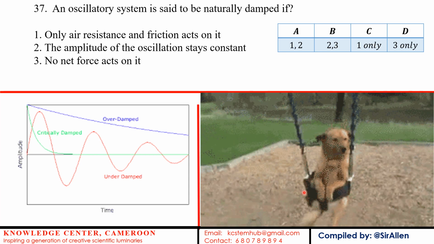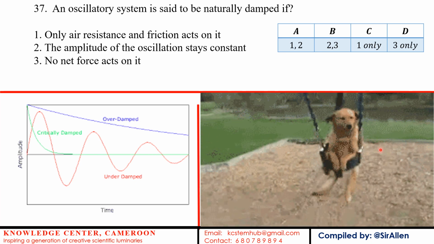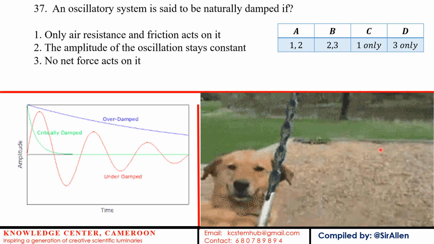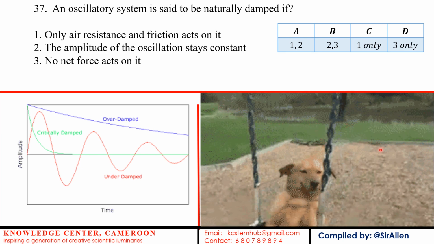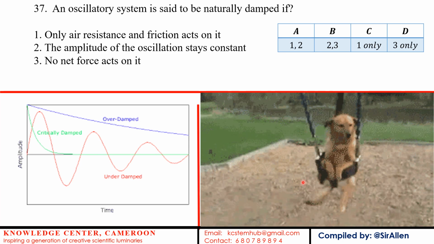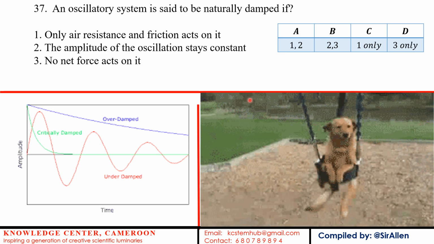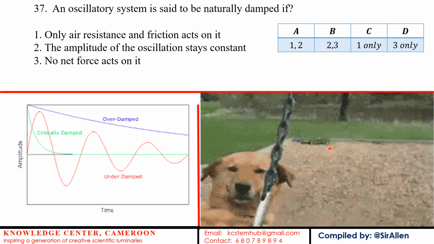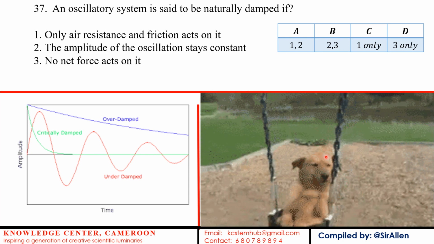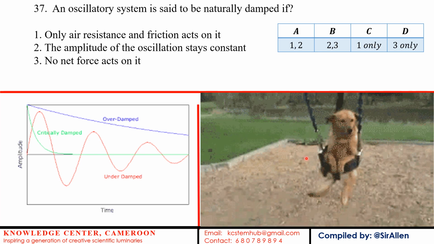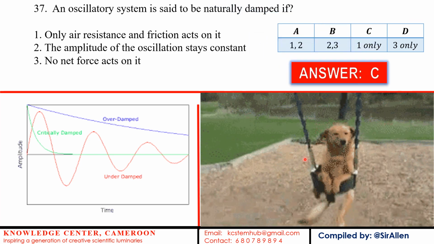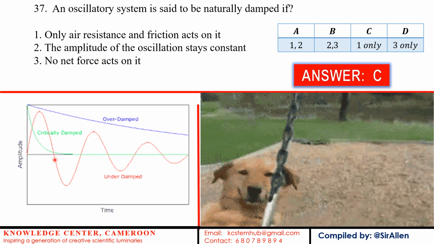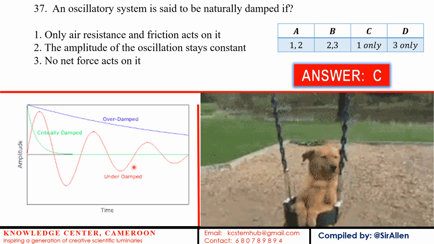Where you have an external agent driving the system to oscillate, and the system basically oscillates at the driver's frequency. So in this particular motion, when the driver's frequency becomes equal to the natural frequency of the system, that system is said to have attained resonance, all right? So naturally damped systems, you simply need air resistance and just basic friction, all right?